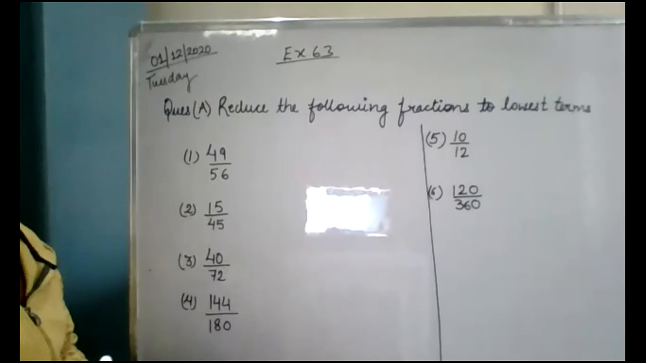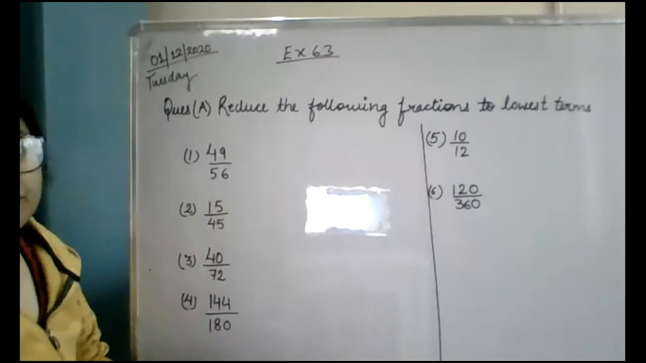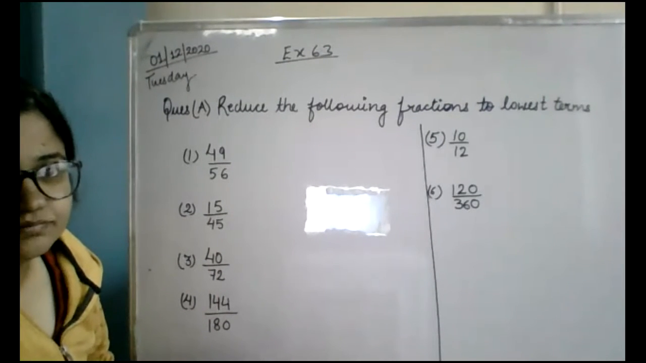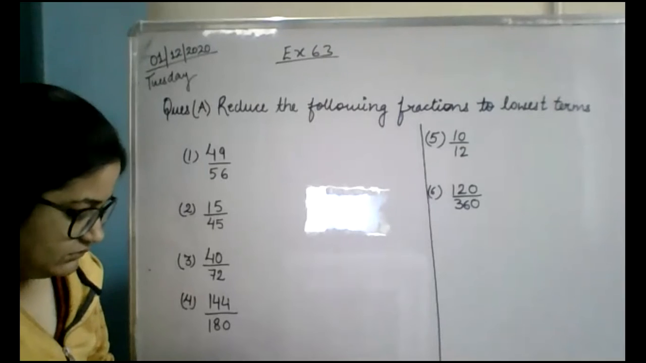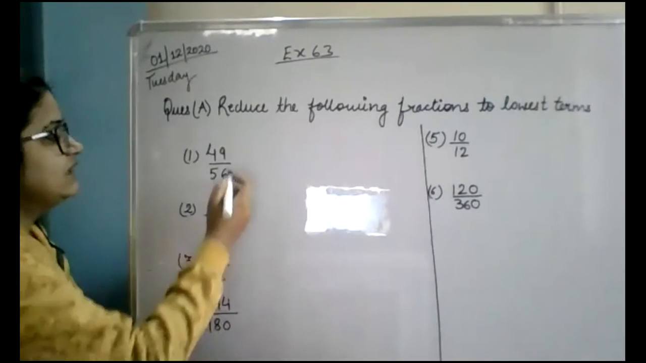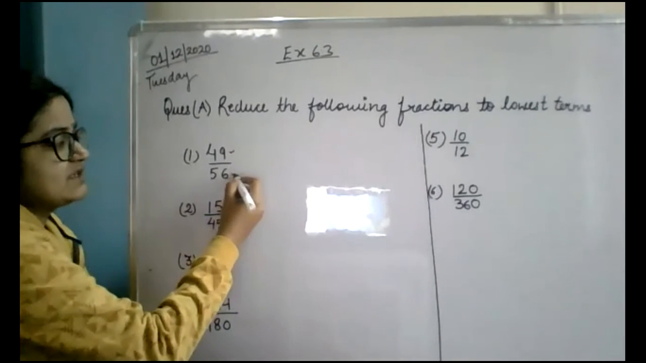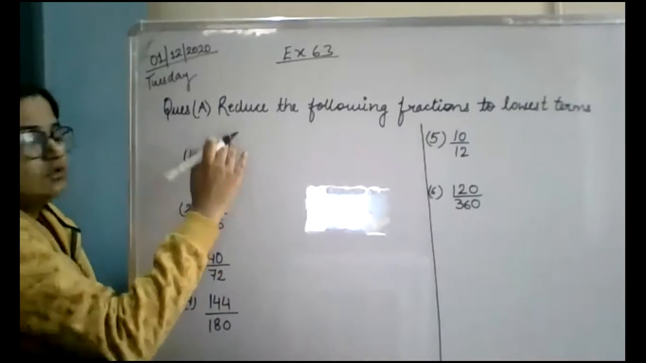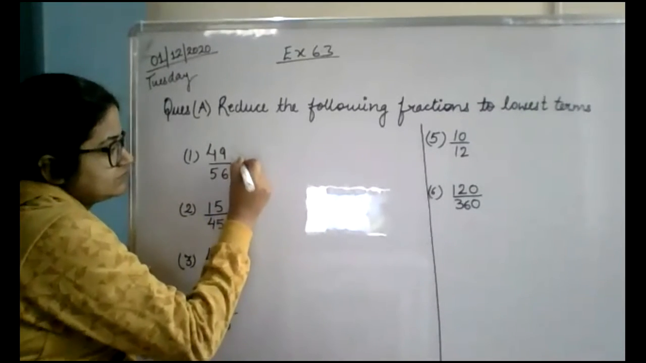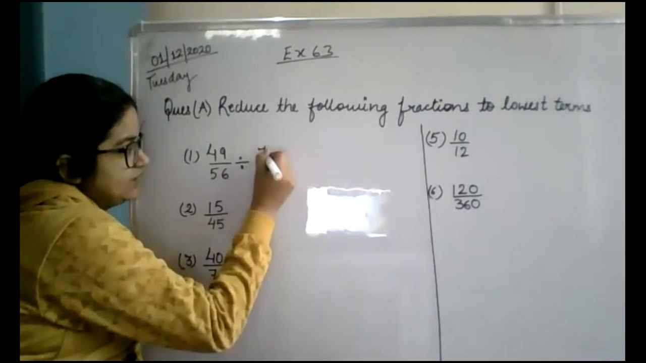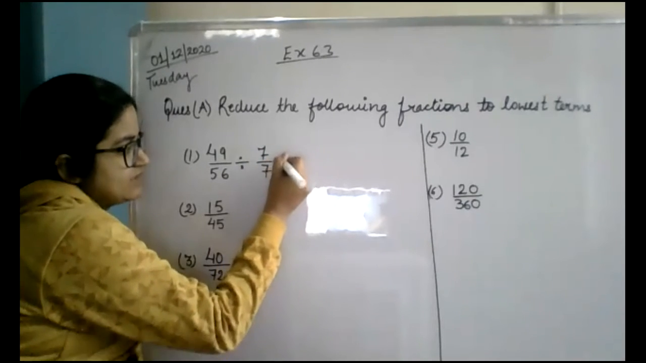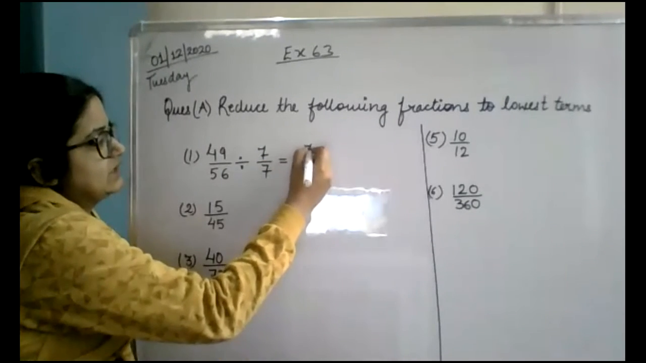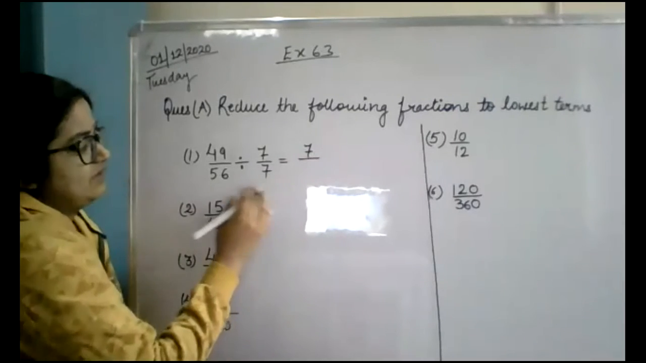By the time I explain, 49 and 56, tell me. In which table are they coming? Both of them. 7. Both of them: 7 sevens are 49, 7 eights are 56. Both of them are coming in the table of 7. So we divide the numerator as well as the denominator by 7. In the table of 7, when does 49 come? 7 sevens are 49 upon 7.